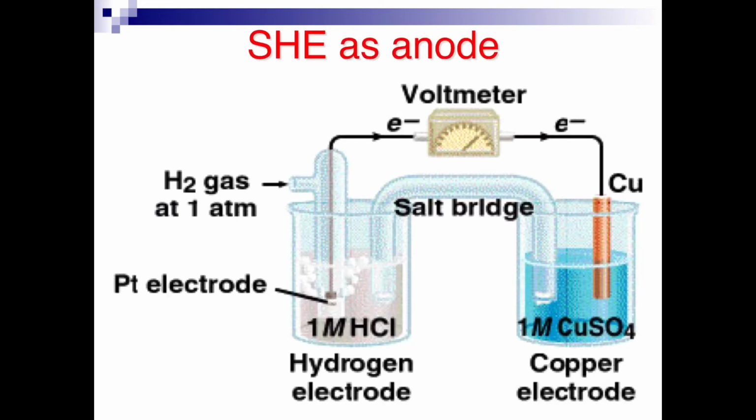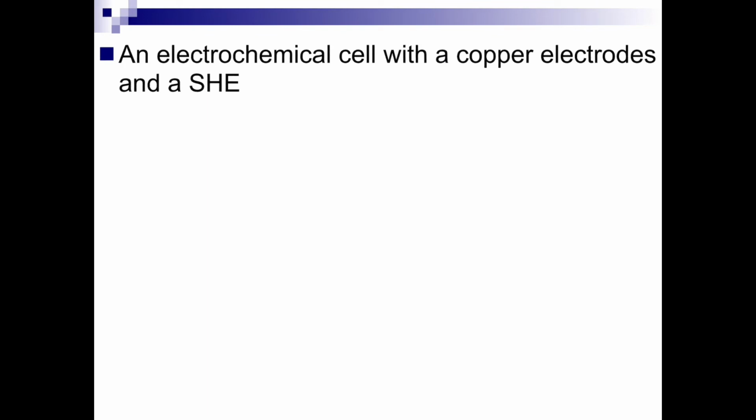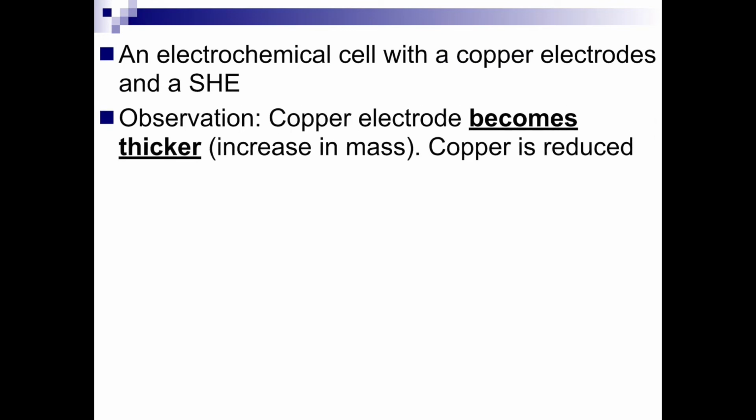Now, let's look at an experiment where SHE becomes an anode. In this experiment, SHE is paired up with a copper electrode. In this electrochemical cell with a copper electrode and a SHE, we can know which one is the anode and cathode by studying the observation. The copper electrode becomes thicker or increases in mass.